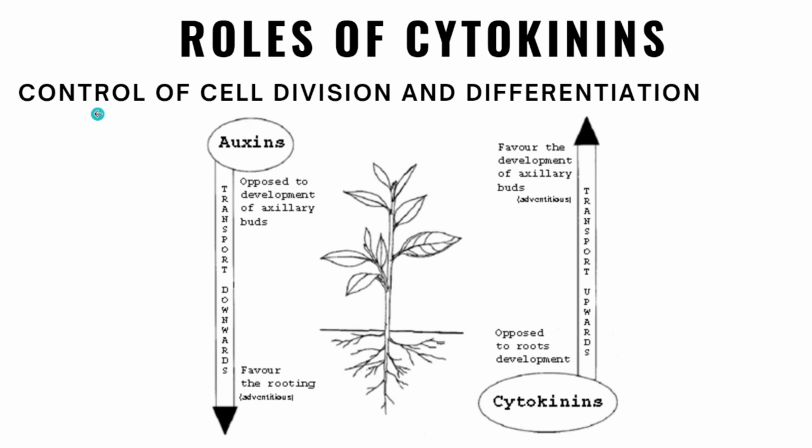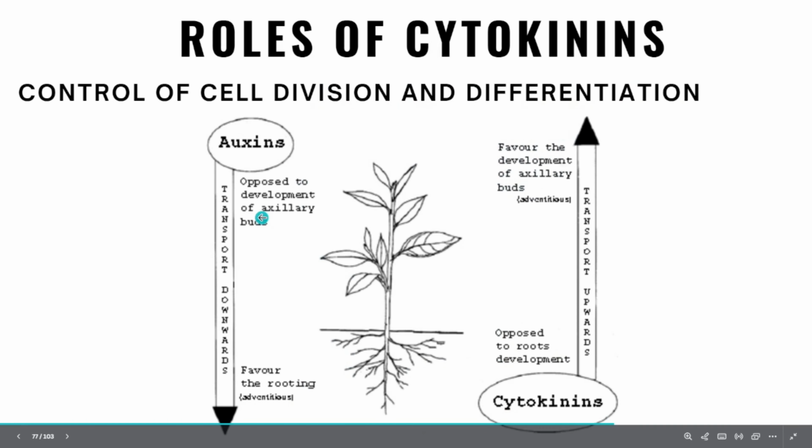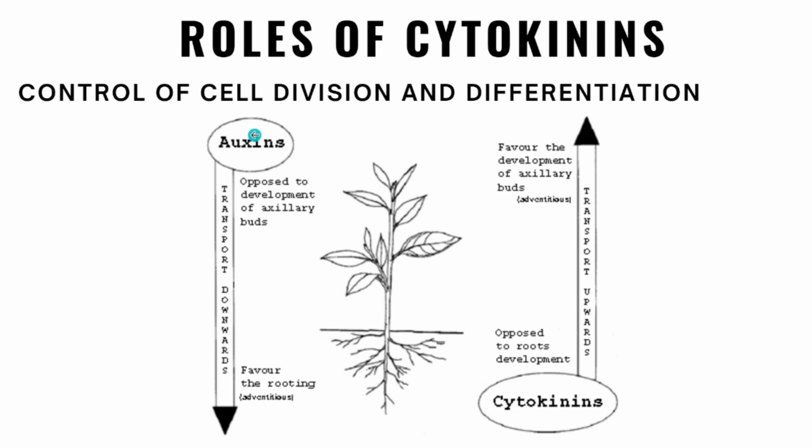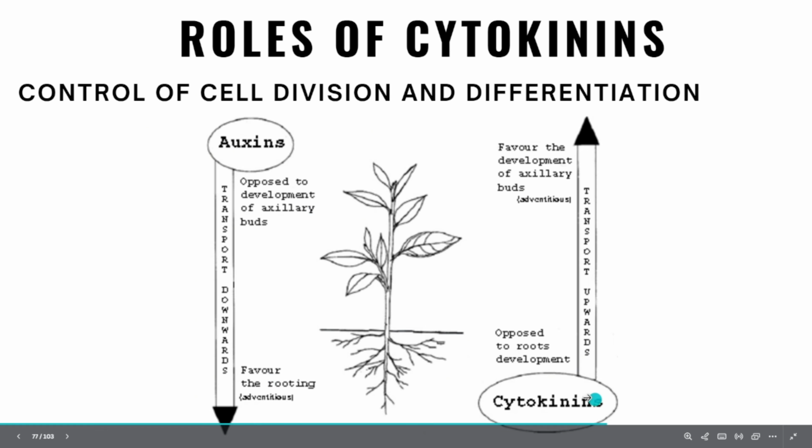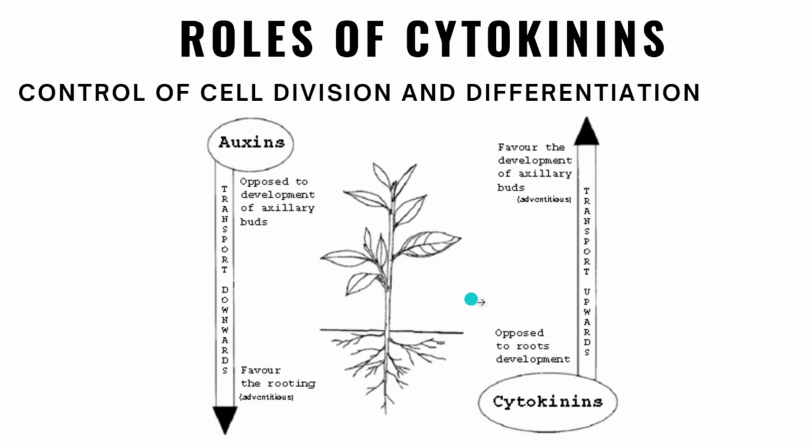Okay, roles of the cytokinin. Actually it acts as the control of cell division and cell differentiation. So normally it acts along with auxin. So you can see this diagram. When auxin is high in concentration, it will cause rooting, opposed to development of the axillary bud. For the cytokinin, opposed to the root development, it favors the development of the axillary bud, which is for shooting.